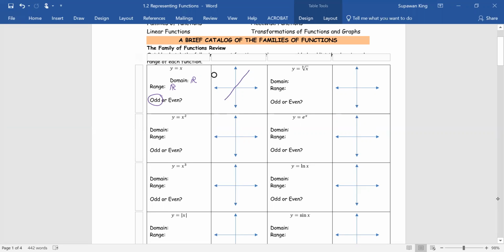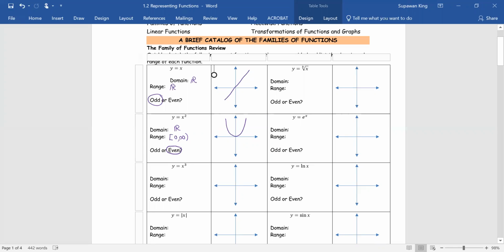Y equals x squared. This is a parabola. The domain is the set of all real numbers. The range would be positive y values including 0. This function represents an even function because it has symmetry with respect to the y-axis.